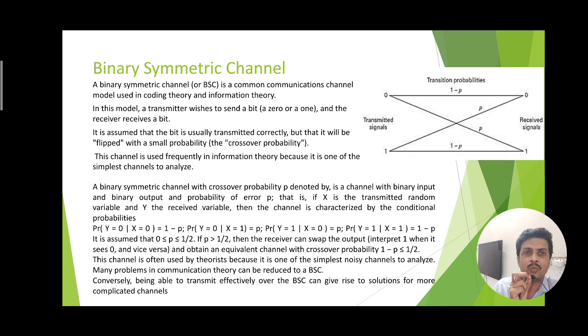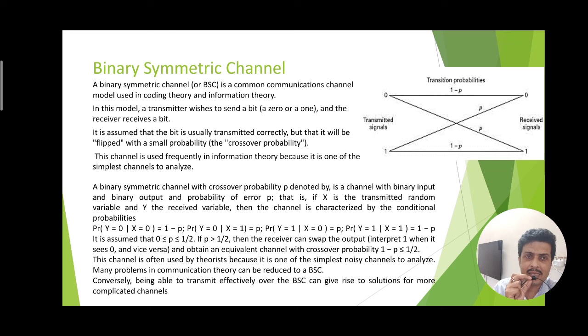In this model, a transmitter wishes to send a bit 0 or 1, and the receiver receives a bit. It is assumed that the bit is usually transmitted correctly, but that it will be flipped with a small probability. This channel is used frequently in information theory because it is one of the simplest channels to analyze. A binary symmetric channel with crossover probability p is a channel with binary input and binary output and probability of error p.